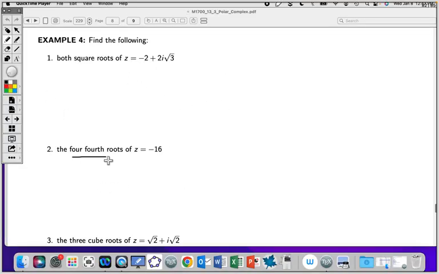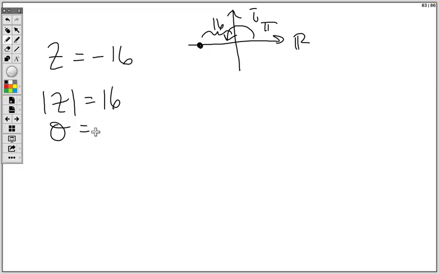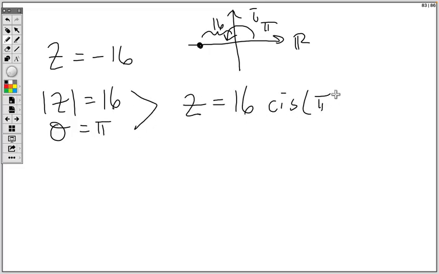I want the 4 fourth roots of negative 16. So let's put this in polar form. We didn't do this one already, but the polar form of this one is not hard to get. Negative 16 would be over here in the complex plane. It's 16 units away from the origin, so I know the modulus. And the angle would be pi. So I can write z as 16 cis pi.